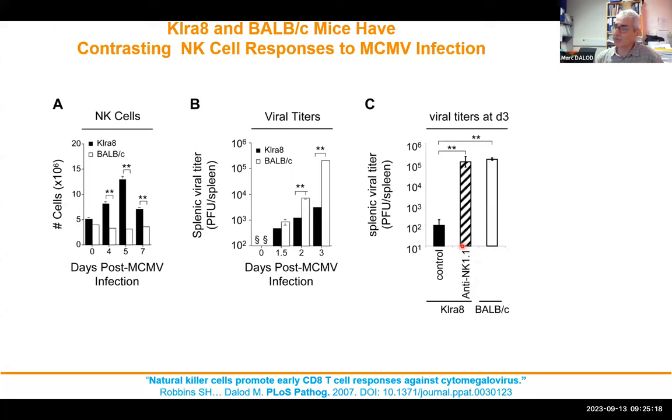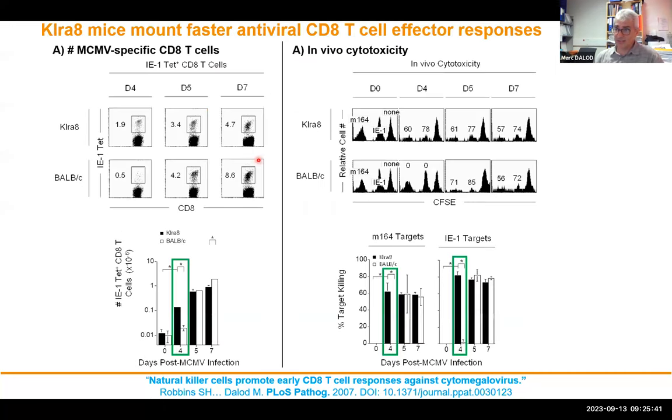Ly49H mice, because if you deplete NK cells with anti-NK1.1 antibodies in Ly49H mice, you lose viral control and you get viral loads that are as high as in BALB/c mice. So indeed, Ly49H and BALB/c mice have contrasting NK cell responses with MCMV infection. The Ly49H mice have an efficient NK cell response able to control viral replication, which is not the case of the BALB/c mice. So what about CD8 T cell responses?